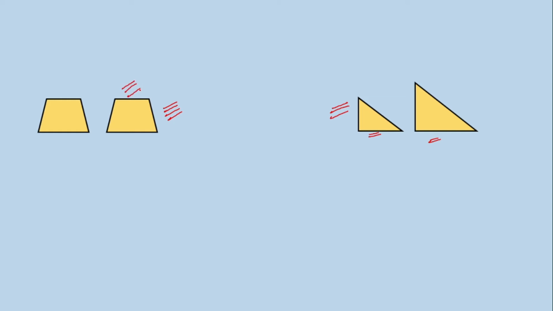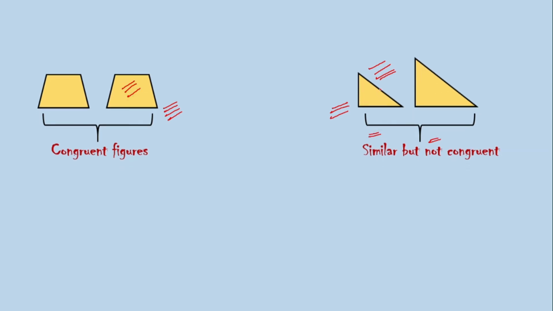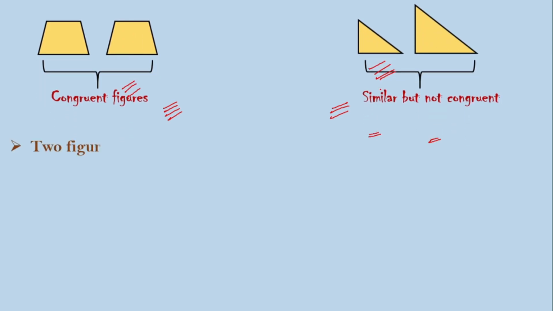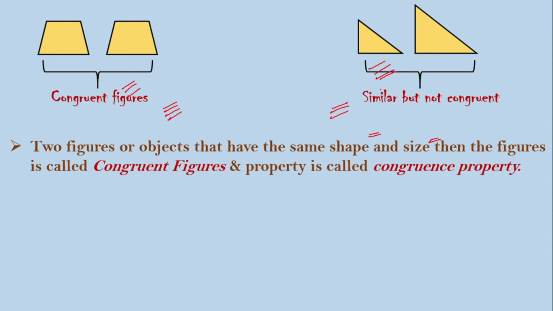As these quadrilaterals have the same shape and size, they are known as congruent figures. And these 2 right angle triangles have a similar shape but they are not congruent, as the sizes of these 2 right angle triangles are different. Therefore, we can say that in geometry, when 2 figures or objects have the same shape and size, or if one has the same shape and size as the other, then those figures are known as congruent figures. And the property is called the congruence property.